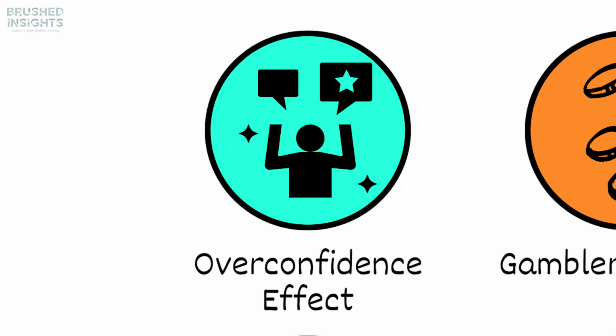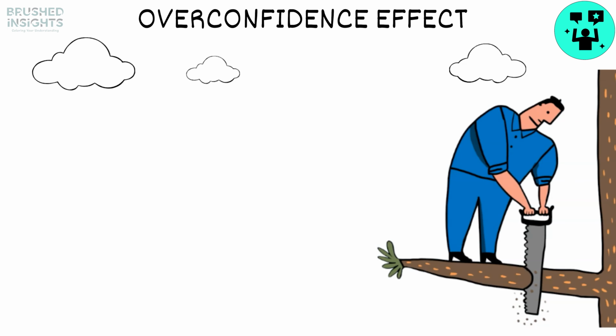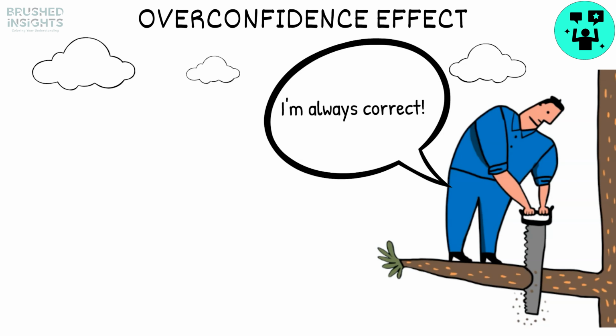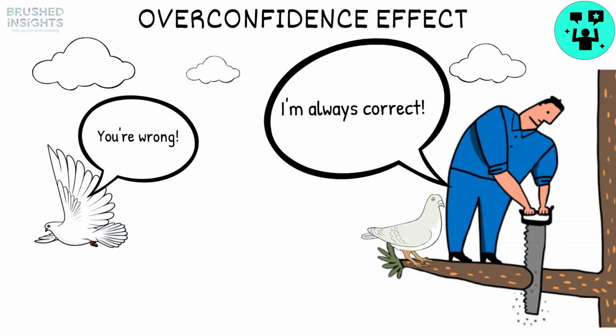Overconfidence Effect. The overconfidence effect is a tendency to exhibit unwarranted certainty in one's responses to questions. For instance, individuals often rate their answers as 99% certain, yet these responses are incorrect around 40% of the time for certain types of questions.